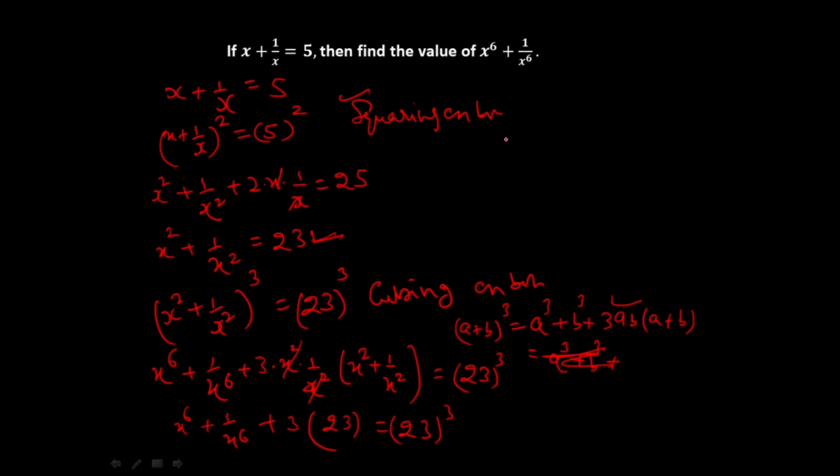Now come here. We are left with x power 6 plus 1 over x power 6 equal to 23 whole cube minus 3 times 23, that is 69. Now simplify, you'll get your answer. 23 cube will be 12167, minus 69. So the answer is 12098. That's the final answer.